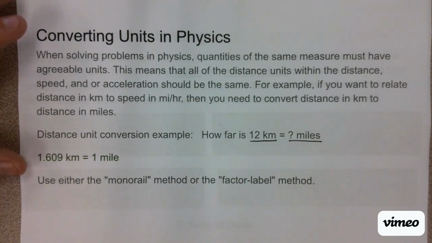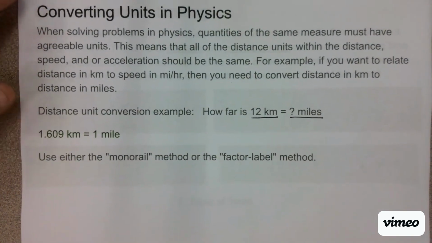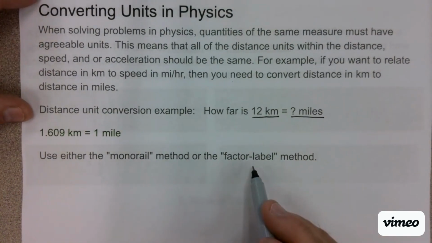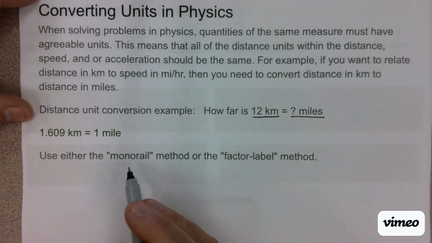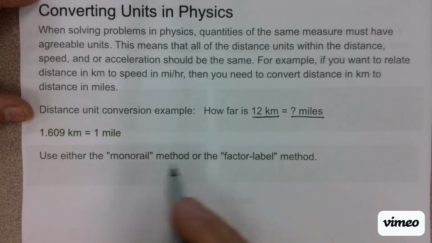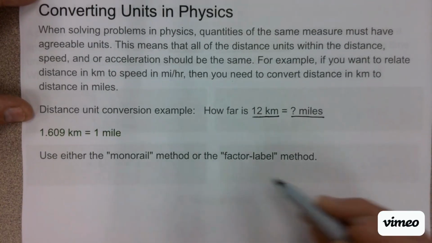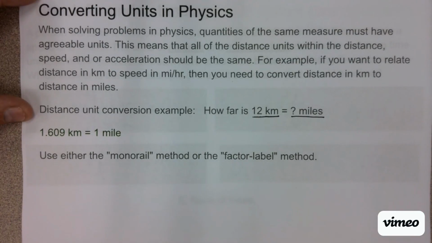There are actually two different methods out there that you will see people use. One of them is called the factor label method. That's the most common method used throughout the world. There's also a method called the monorail method, which is a little bit more chemistry specific. Truly, these two methods are the exact same thing. They just look a little different. So I'm going to do this example with both methods so you can see what they look like.